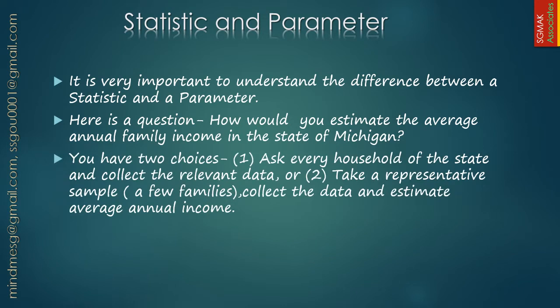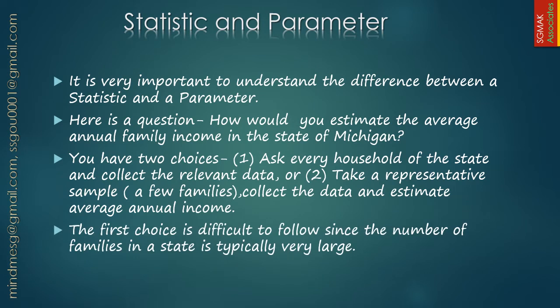You really have two choices. You ask every household of the state and collect the relevant data about annual family income. You have to ask every household. Or you can take a representative sample, a subset of all the families in the state, collect data for each family, and estimate the average annual income. Now, which choice is better?